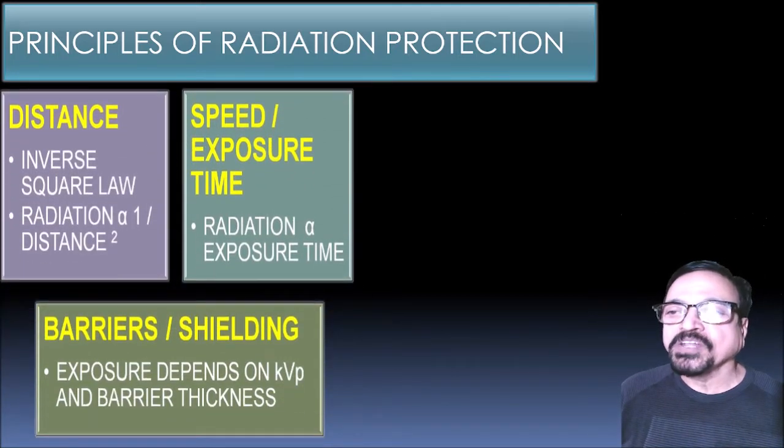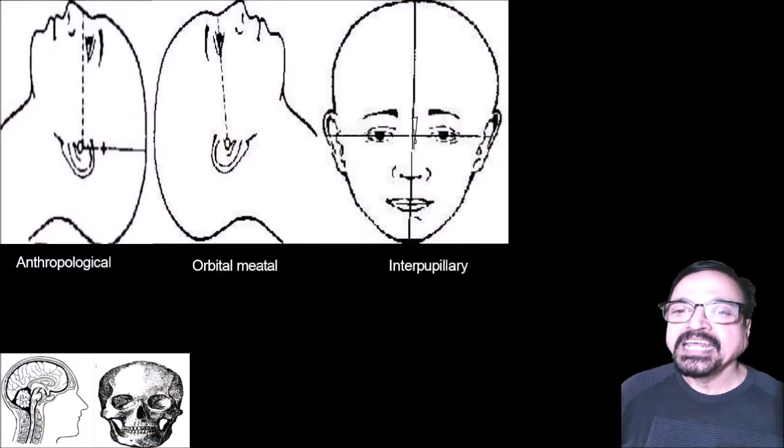Now, how does the technologist achieve this? By distance, that is the inverse square law, which means that if the distance is doubled, the radiation will be one-fourth. In other words, keep at least 2 feet away from the radiation source. That will reduce your radiation to 20%. Next, speed and exposure time, which means that you give more mA and less seconds to achieve the same effect by reducing the radiation dose, and use barrier shielding to protect whichever are the important parts.